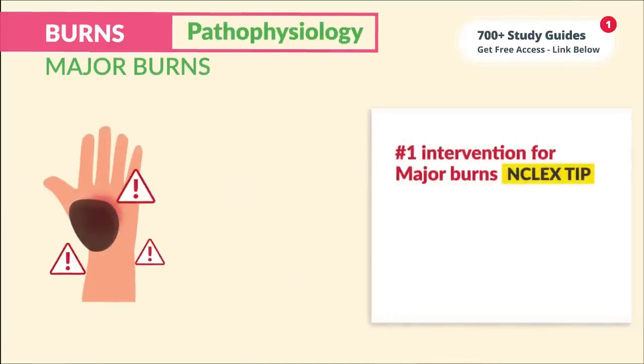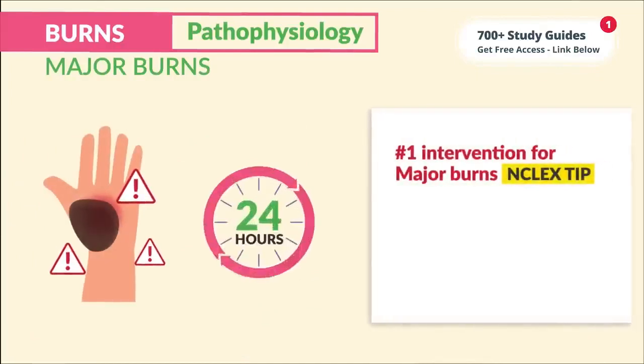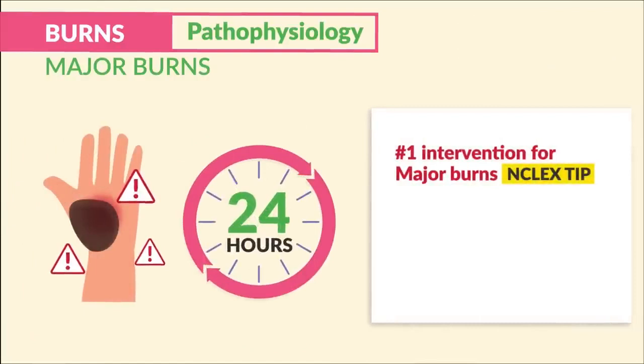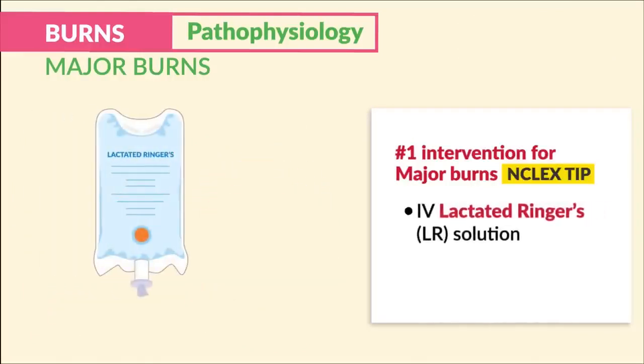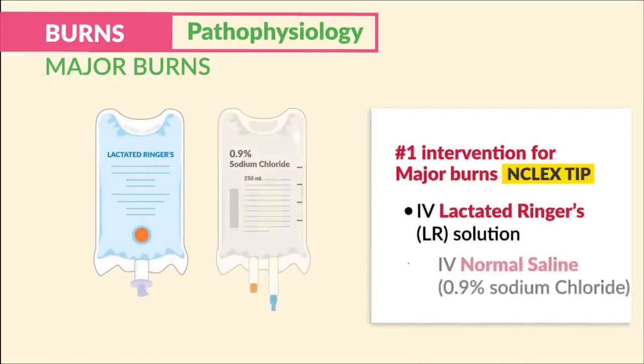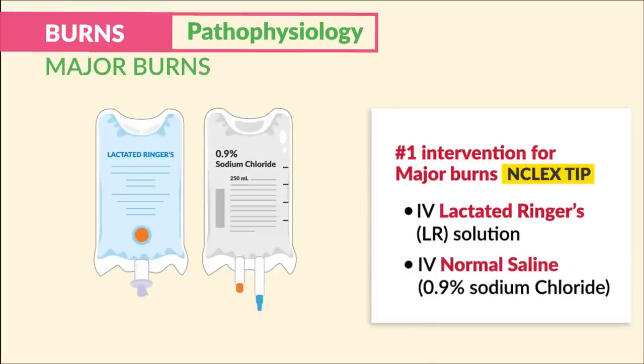This is why the #1 intervention for major burns in the first 24 hours, and big NCLEX tip, so write down these key terms: IV lactated ringers, or LR solution, and IV normal saline, that 0.9% sodium chloride. These two will help save lives.